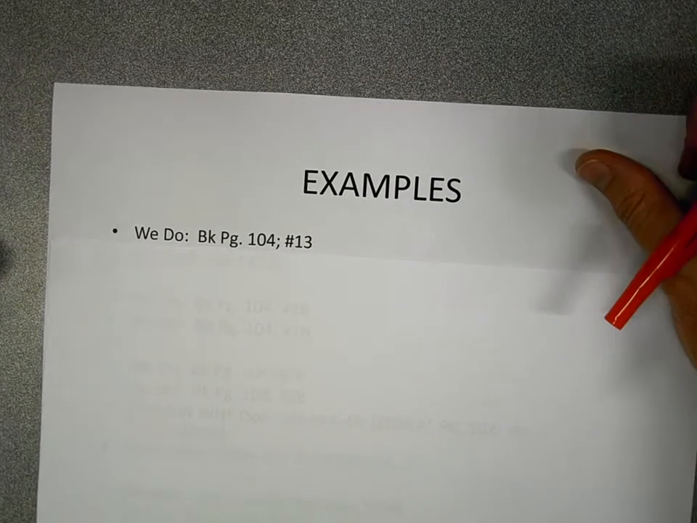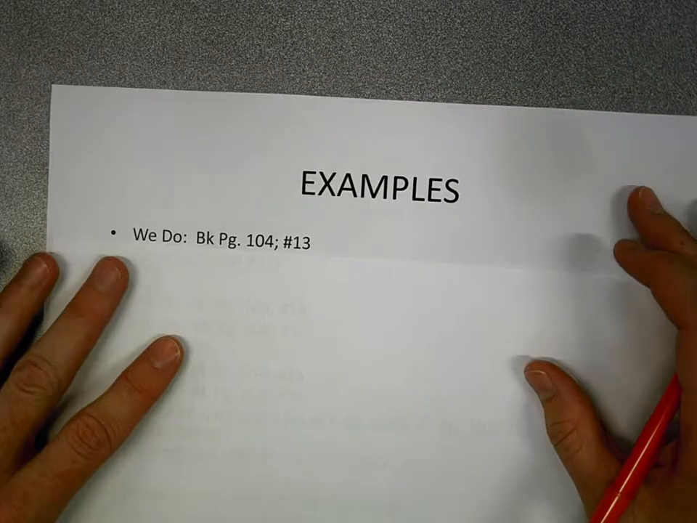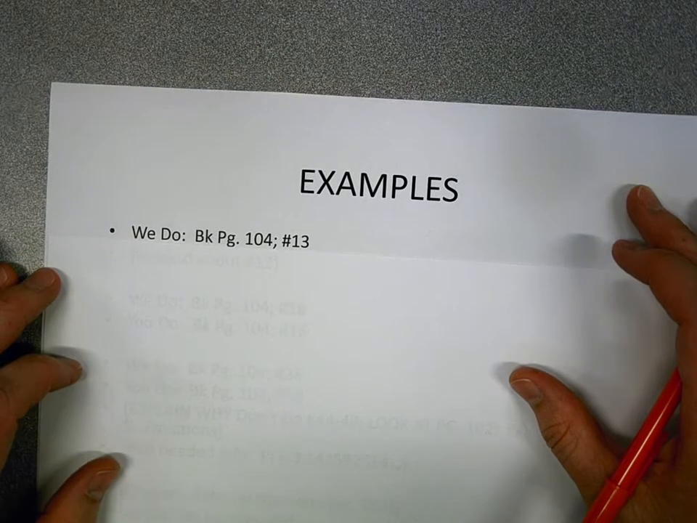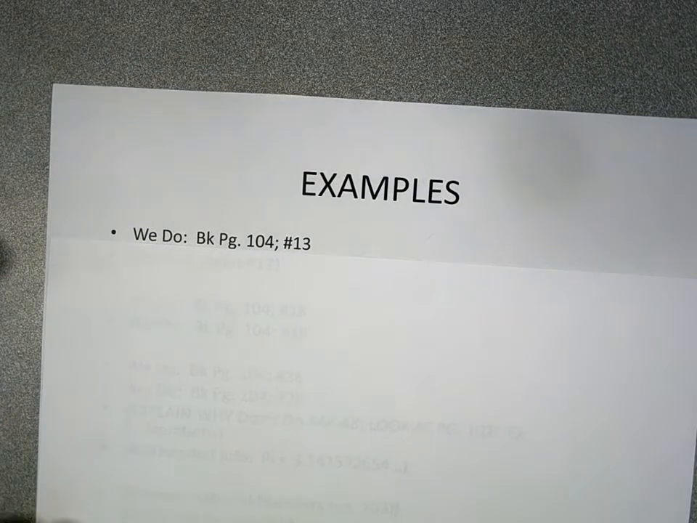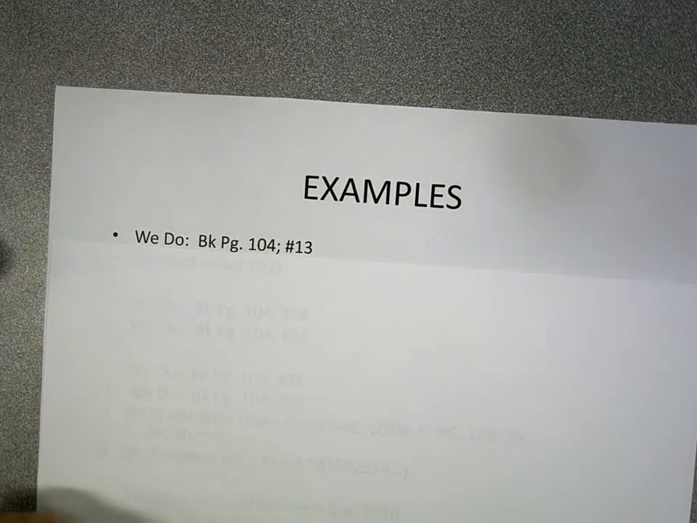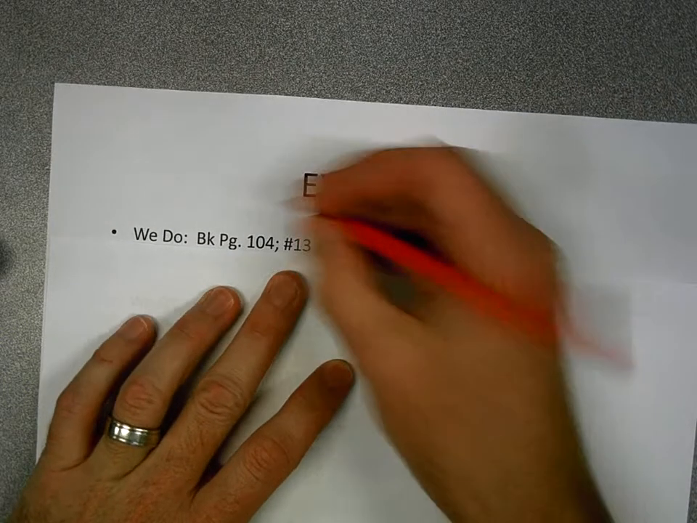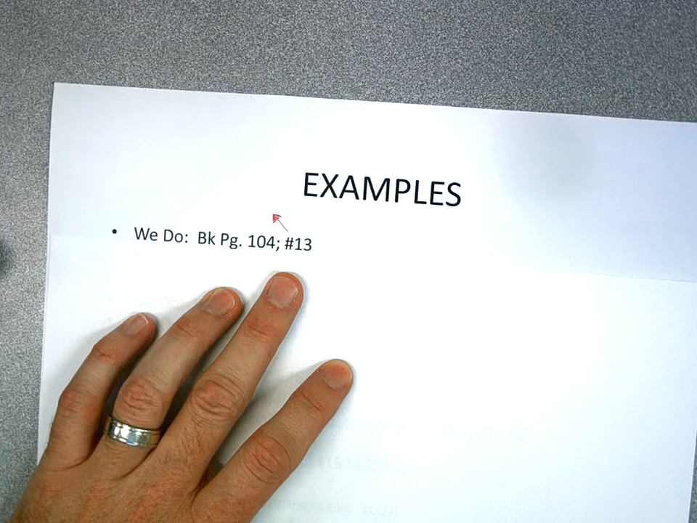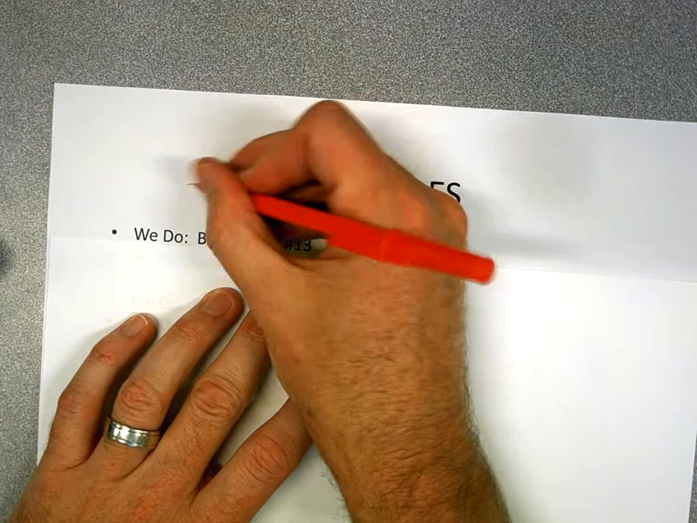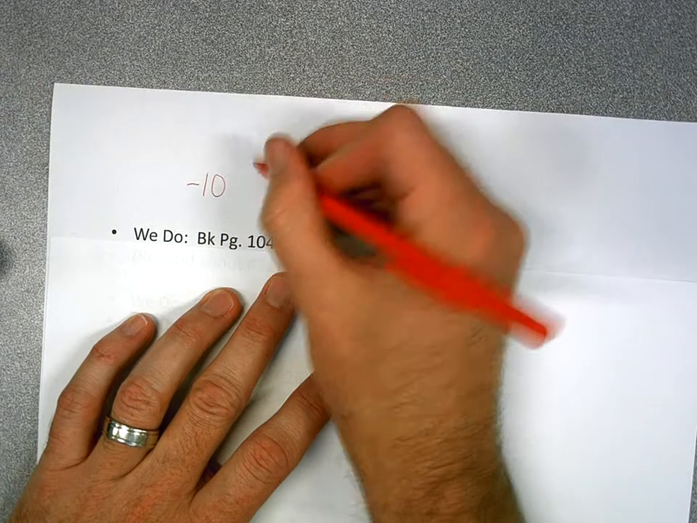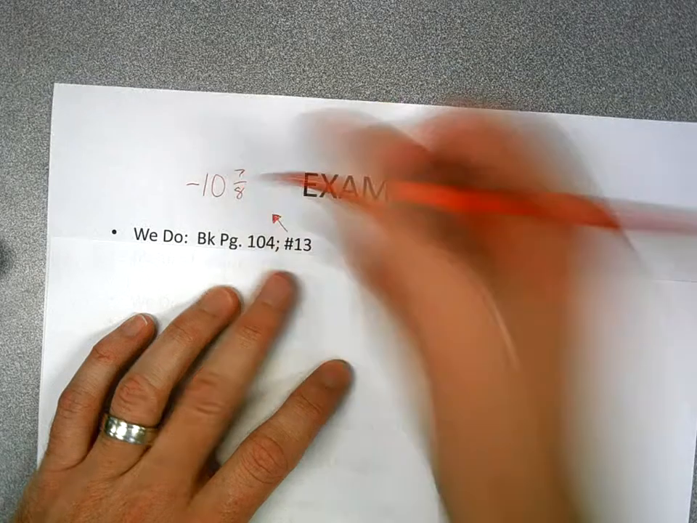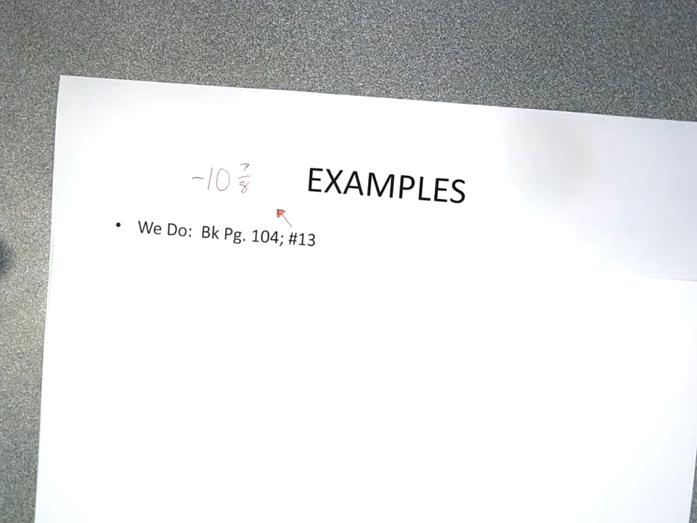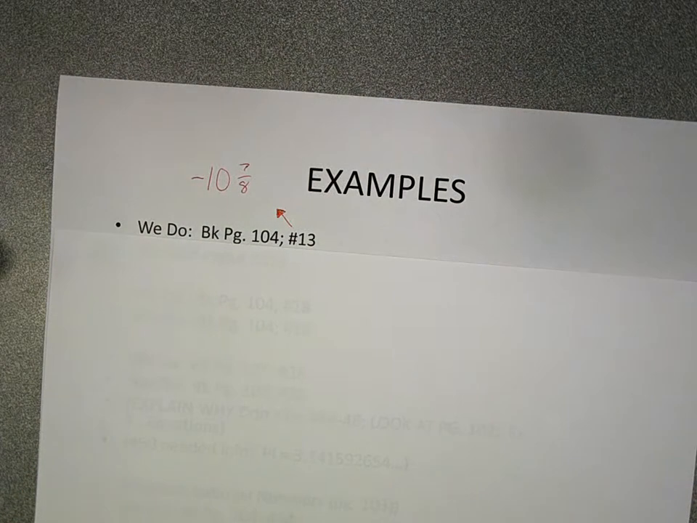Okay, let's go ahead and start with problem number 13. Let's take a look at 13. I'm going to do it up here. Number 13 is negative 10 and 7/8. And of course, we need to read the directions to understand what we need to do with that. The directions say write each number as a fraction.